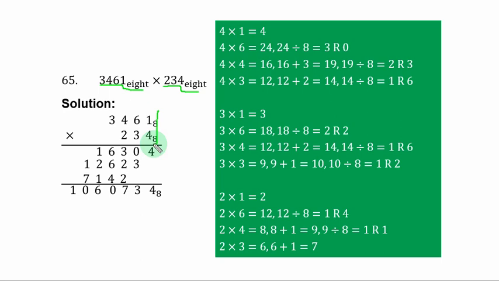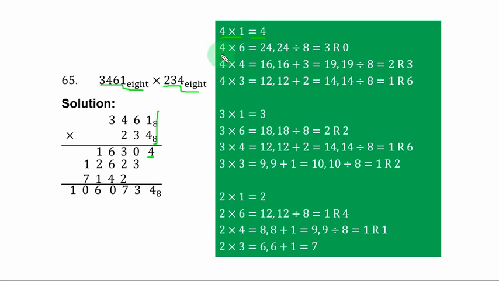You are working in base 8. The highest number you can write down is 7. You must not forget that. So we have 4 times 1, that is 4. 4 is a digit in base 8. You write 4 down.